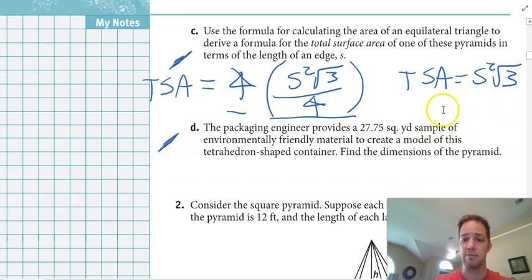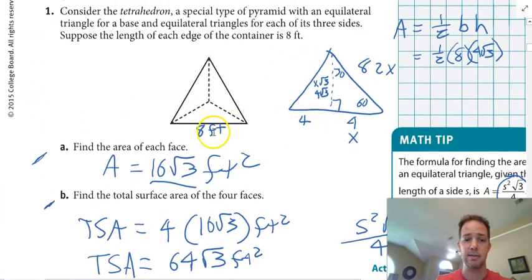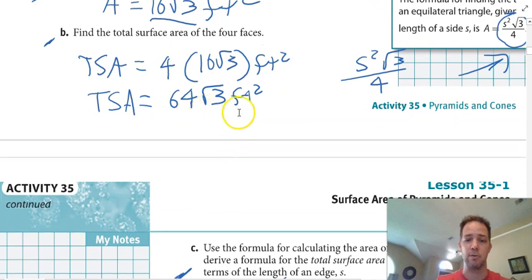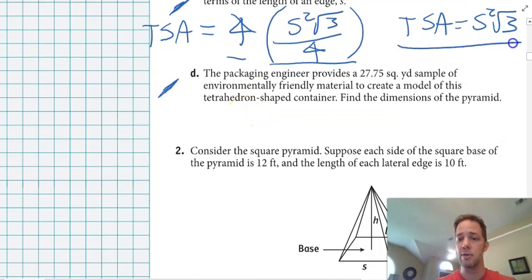We do get 64 root 3. If the side was 8, 8 squared root 3 is 64 root 3 for the total surface area. So that's actually a somewhat convenient formula that you won't see on your formula chart. It's something you could add to your notes. If you wanted to find the total surface area of a regular tetrahedron, you could do that by just knowing one of the sides and plugging it into this formula.